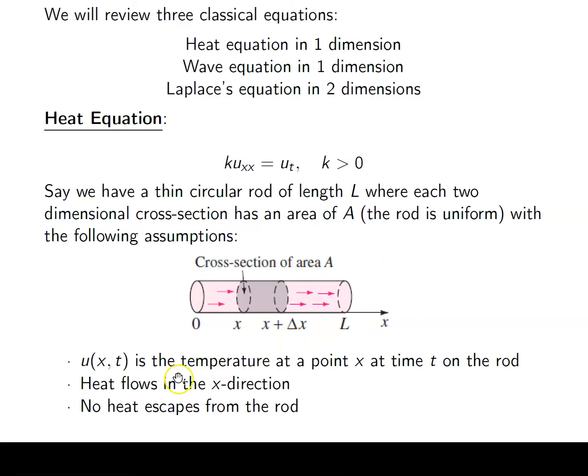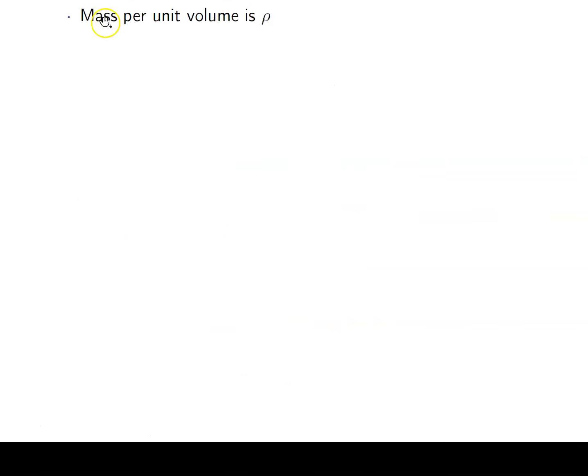No heat is escaping from the rod, so you can assume that it's inside of an insulated container. But for simplicity, we're only talking about the flow through the rod itself. All the heat is contained within the rod and does not escape. No heat is created within the rod. We say that the mass per unit volume is rho, so the rod has a constant mass. It's not varying in mass along itself.